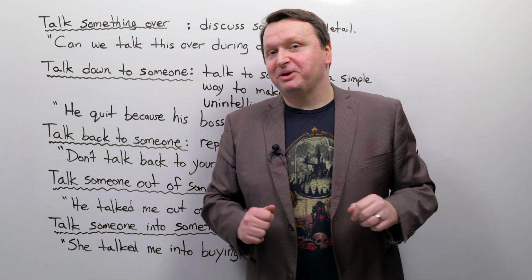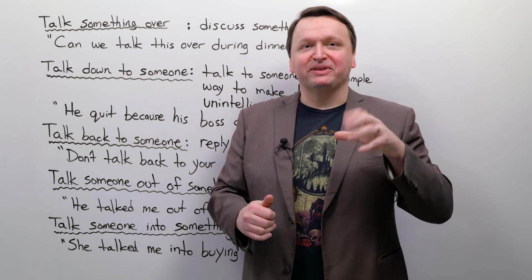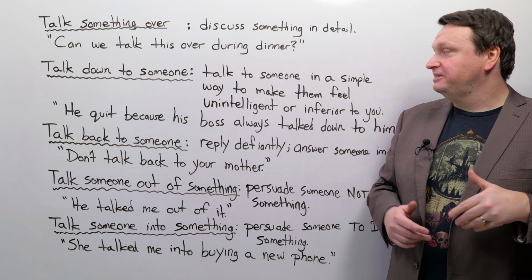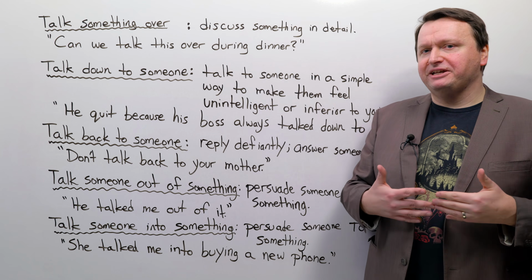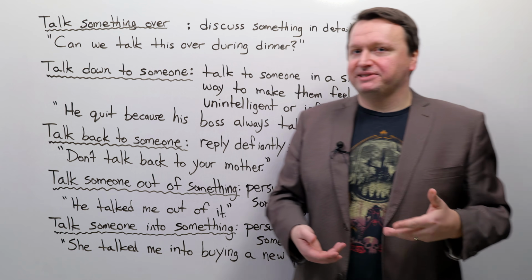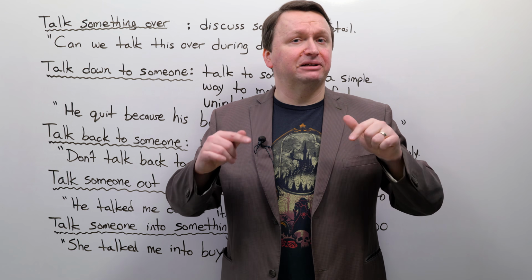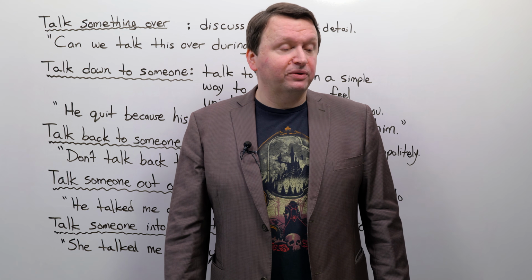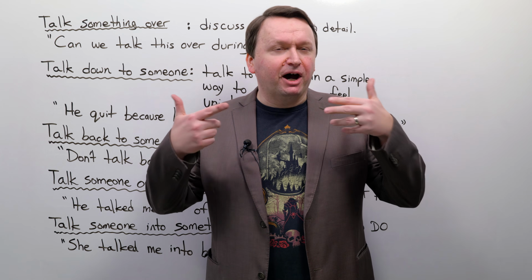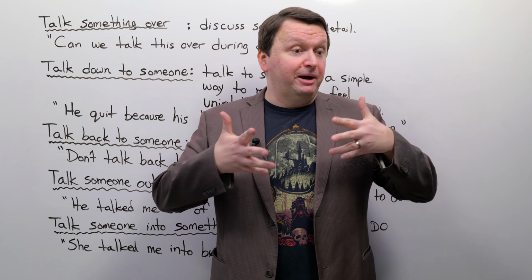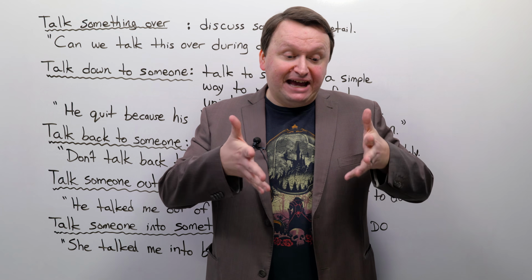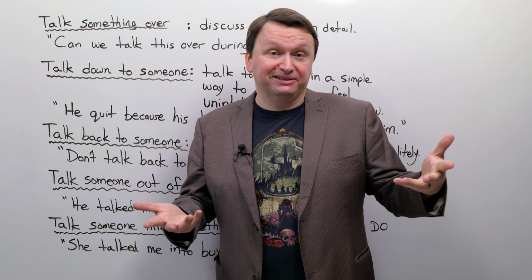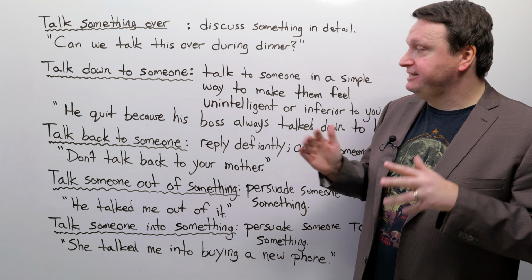Okay. Next, we have talk down to someone. If you talk down to someone, you talk to them in a simple way to make them feel unintelligent or inferior to you. When you talk down to someone, you want them to feel like they are less and like you are superior. It's like, oh yeah, really? Oh, that's good. So I'm talking in a simple way, like you are a baby. If you are talking to someone as if they are a child, and you want them to feel dumb, basically, or inferior to you, you talk down to them.